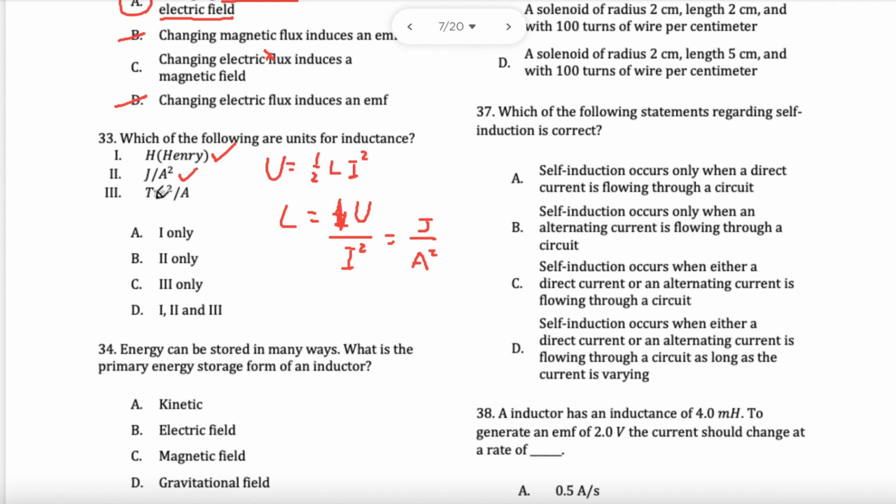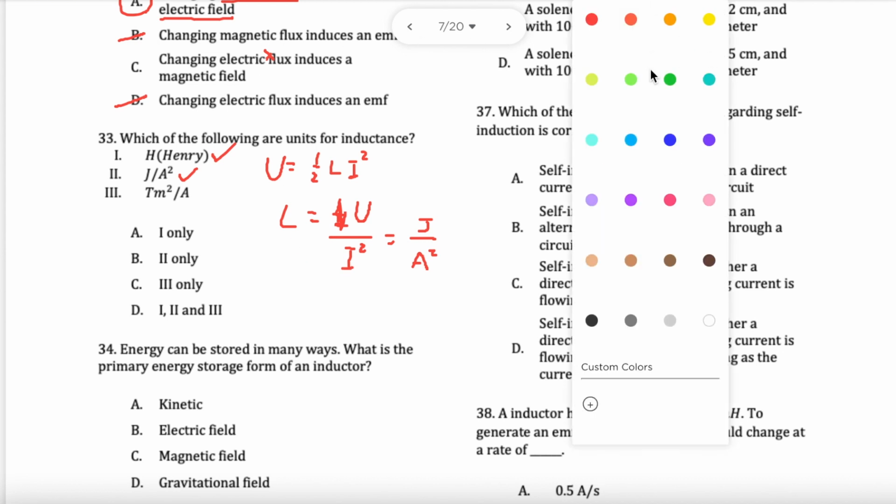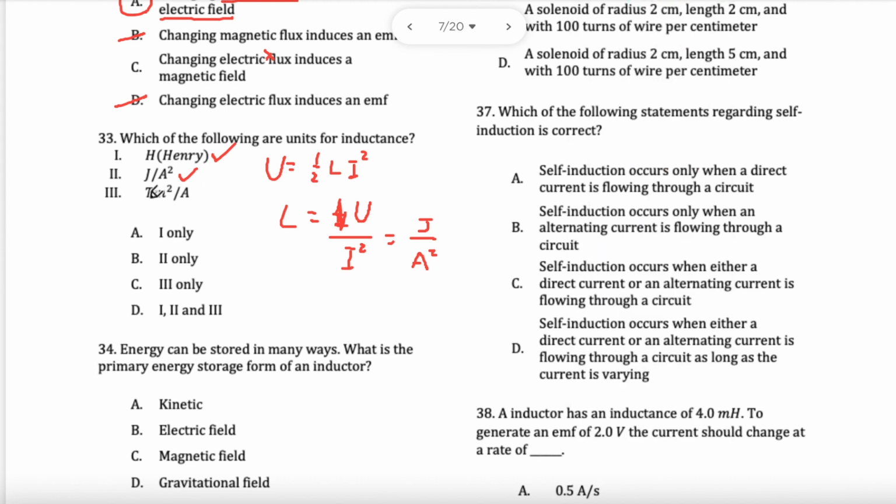Next, let's see if this is correct. I'll change the color and use blue, and let's do it over here. This is talking about the other formula for inductance. So we've got the EMF equals, first of all, negative N flux over time. To find the inductance, we have to use the formula L equals, how did we do this again? Ah, yes. We did the EMF equals L i over t, because we were trying to figure out L.